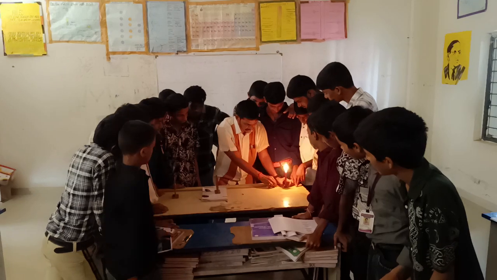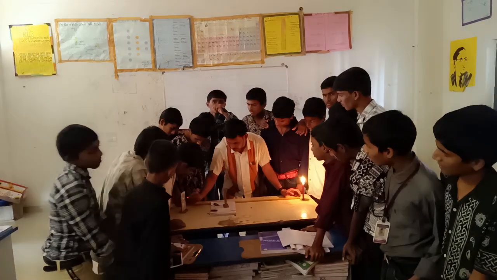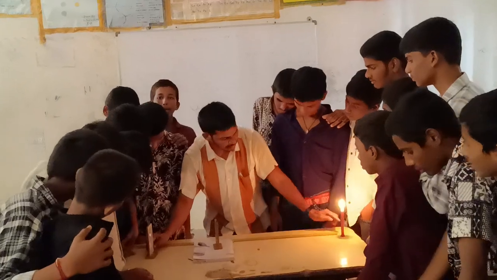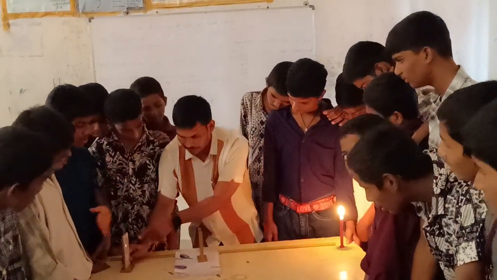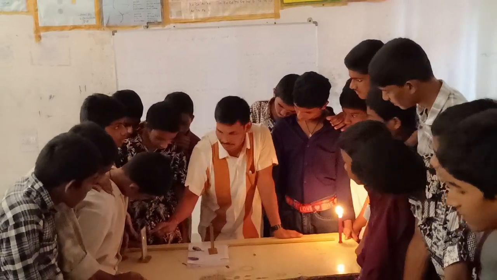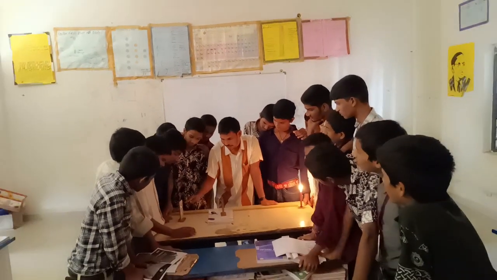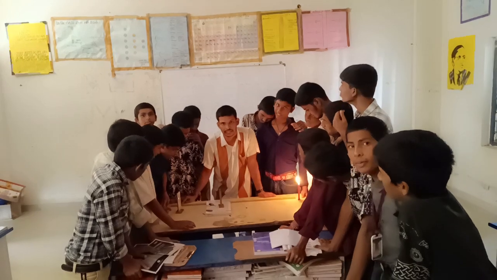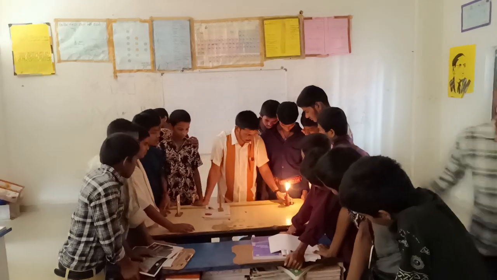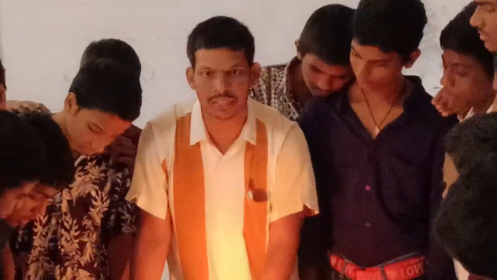When the object is at 60 centimeters, you will get a clear image on the screen at 30 centimeters. What are the characteristics of the image? It is an inverted image, and it forms at 30 centimeters. I repeat this activity by taking values at 50 centimeters, 40 centimeters, 30 centimeters, 20 centimeters, and 10 centimeters also.